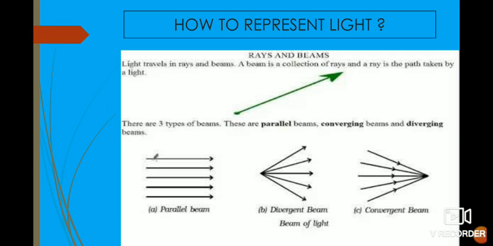The last diagram represents a converging beam. So light from different directions converging or meeting at a point. This is called a convergent beam.